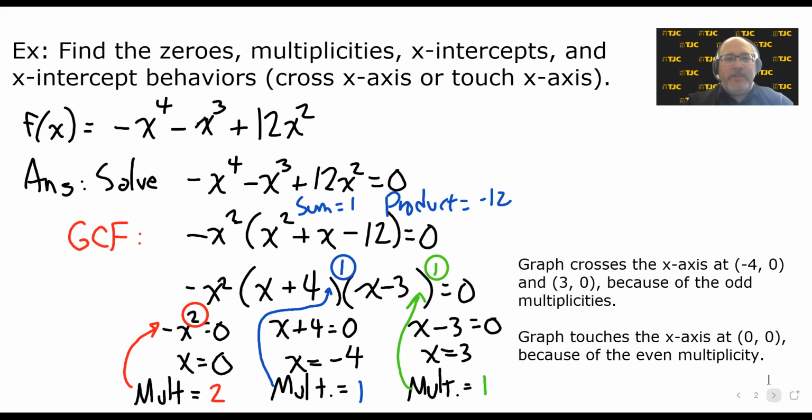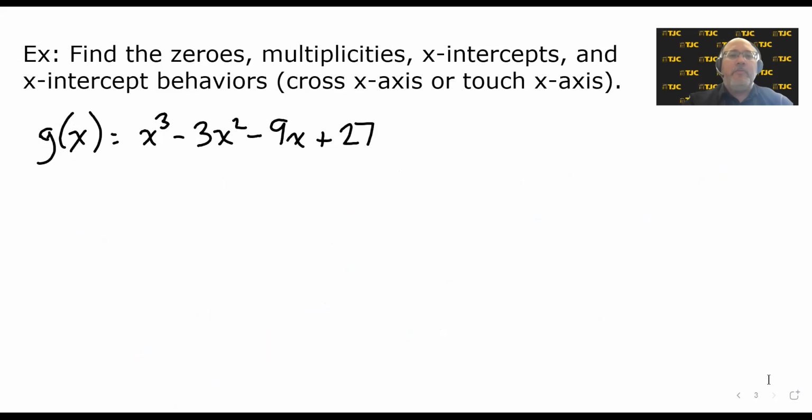Let's try one more, and that's all there'll be in this video. Find the zeros and multiplicities and x-intercepts and x-intercept behaviors, cross the x-axis or touch the x-axis, of this function, g of x equals x to the third power minus 3x squared minus 9x plus 27.